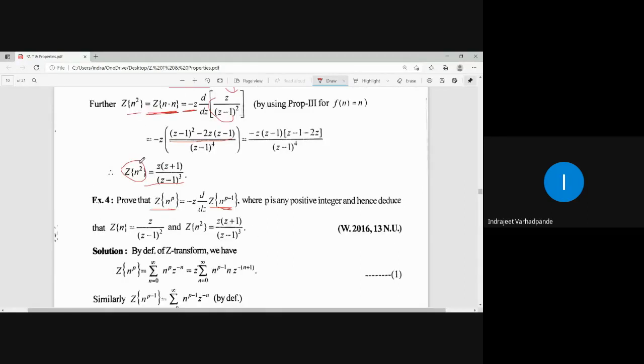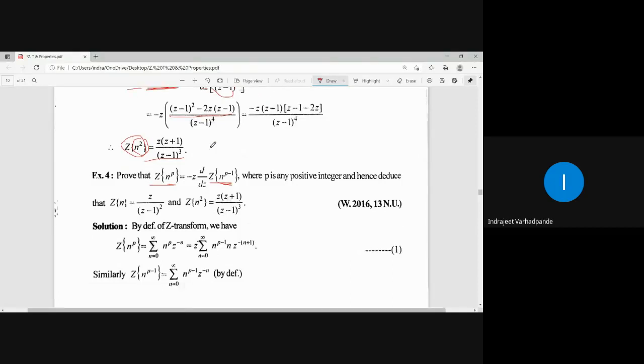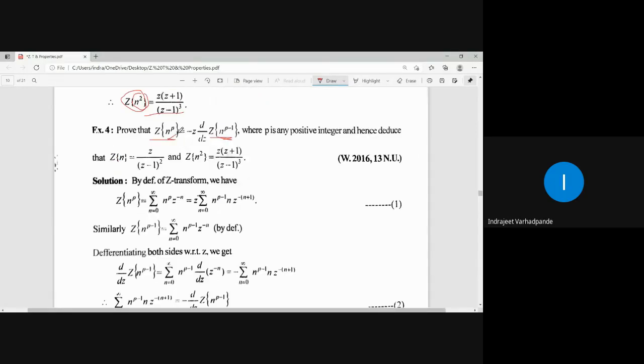जैसे z ट्रांसफॉर्म ऑफ n स्क्वायर निकाला तो z ट्रांसफॉर्म ऑफ क्या यूज किया था, n. So similarly z transform of n to the power p will be obtained by taking the derivative of the z transform of n to the power p minus 1. What is p? p is nothing but a positive integer, and hence deduce this.